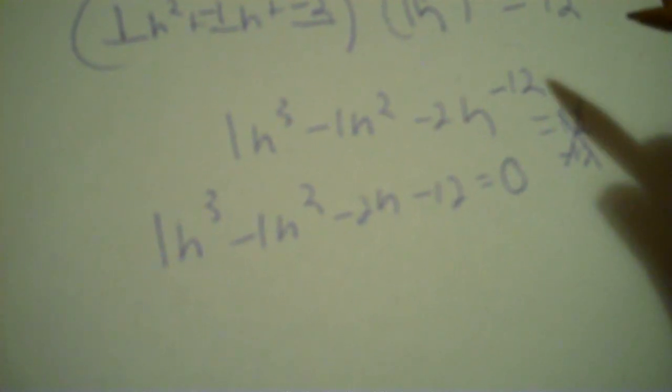Now h has 3 roots, but we're just going to find one of them, okay? So you'd minus 12. So 1h to the third minus 1h to the second minus 2h minus 12 equals 0. I'm here to tell you today you will not be able to use the grouping method. Okay, that's a prime expression, it can't be factored. So if it can't be factored, we do our RRT and synthetic division.